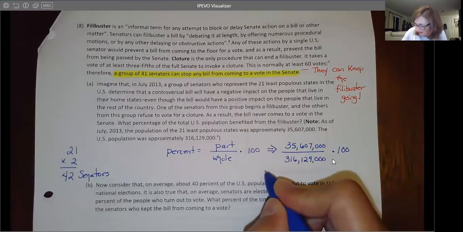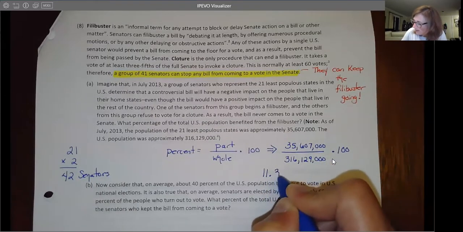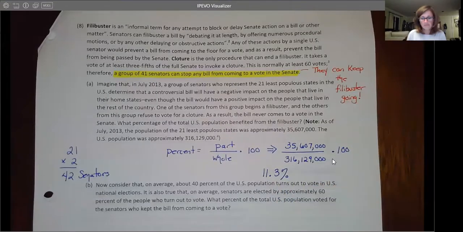So I got 11.3%. Check my answer. That's why I'm hoping you're doing it too.